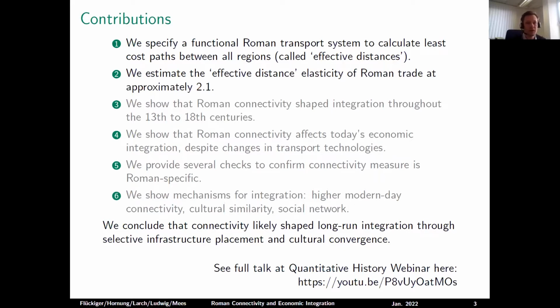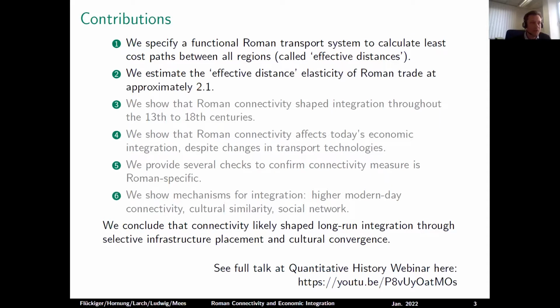We also show that the same exact effective distances, so the connectivity pattern that we see in the year around the height of the Roman Empire, also affected economic exchange in the medieval and early modern periods, so in the 13th to 18th century. We show that it affects today's economic integration, even though in the meantime we had considerable changes in transport technologies, think of railroads and airplanes, that should actually kind of reset the entire transport system, which we show it doesn't. So the same patterns affect economic exchange persistently today.